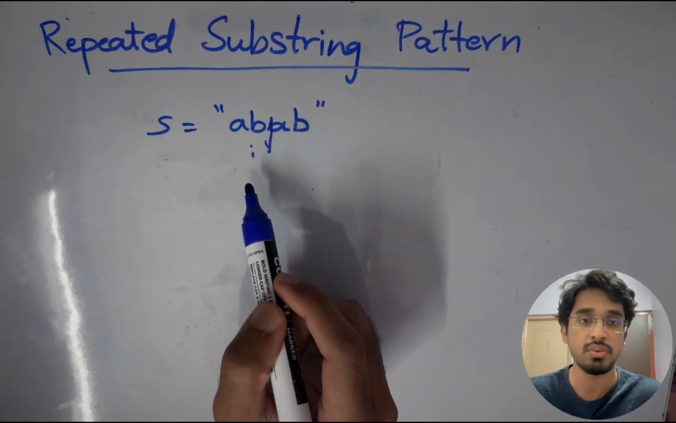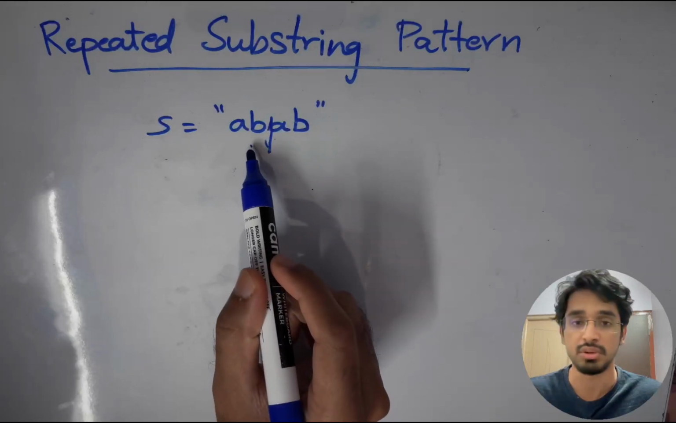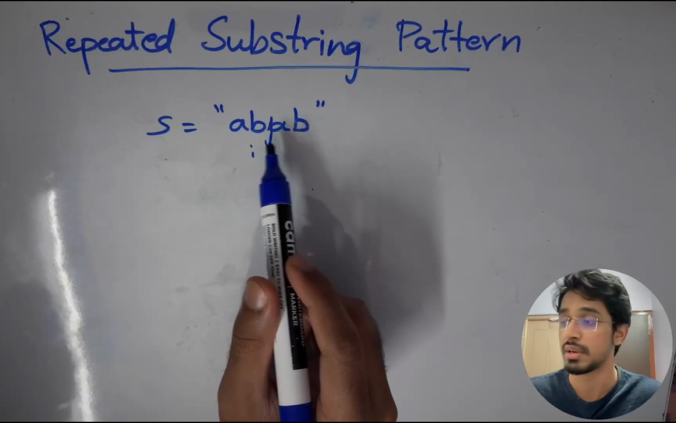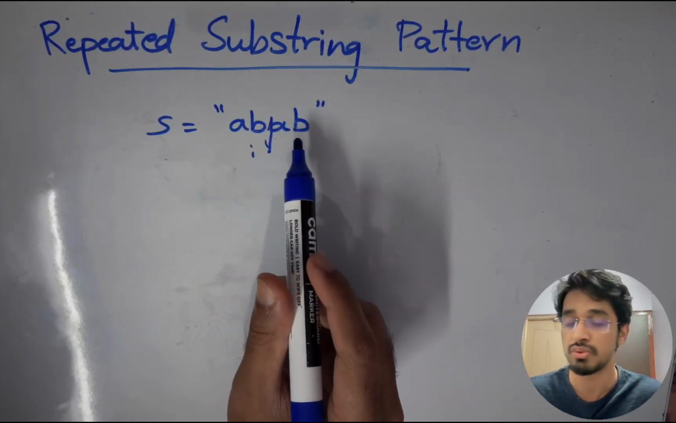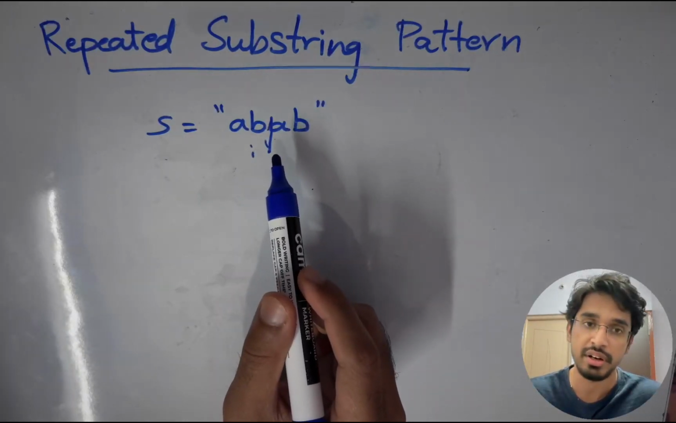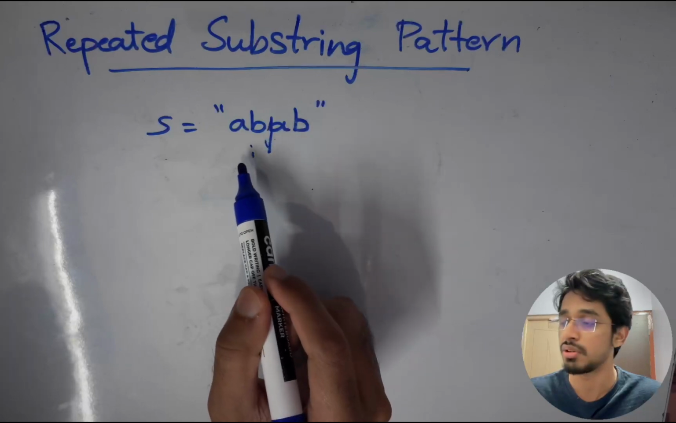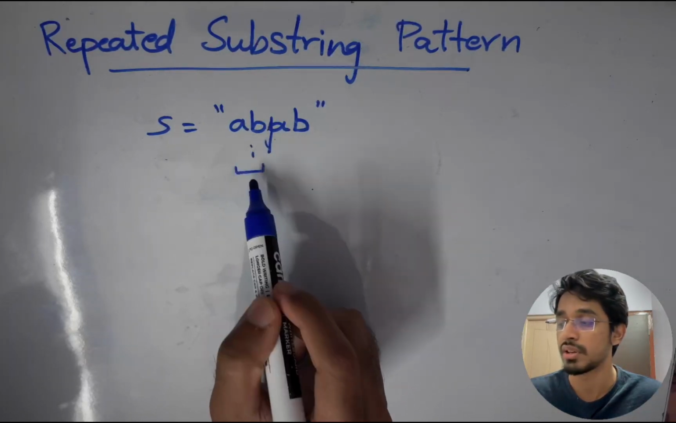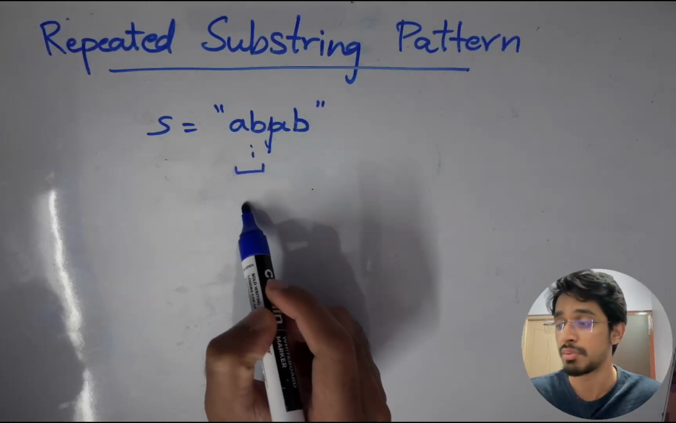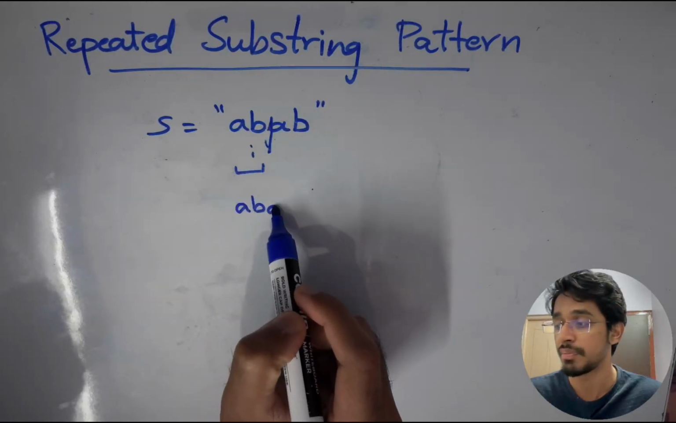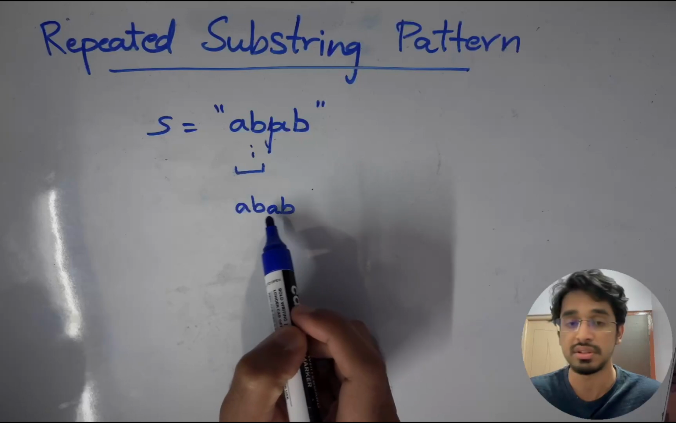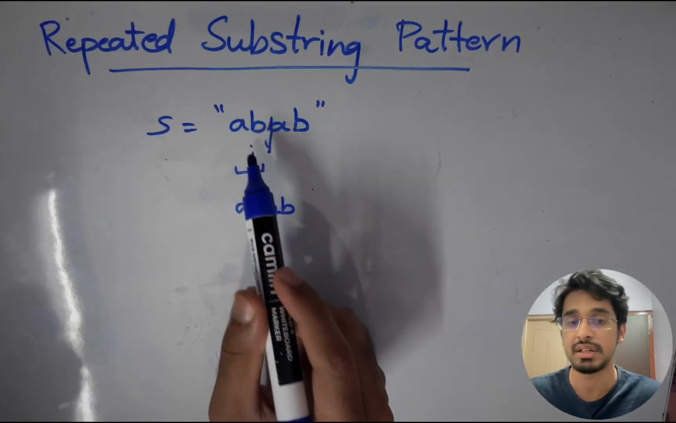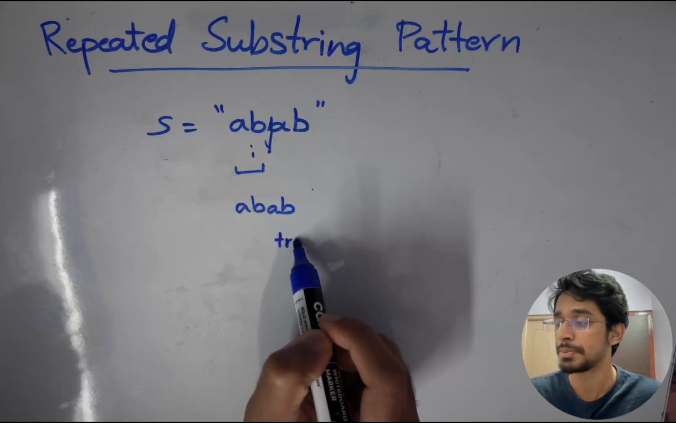Now we check I. I is 2, so we divide the length of the string, 4, by 2, and that is divisible. Then we check this particular string, AB. We create multiple copies of this, since this condition is true. So we check AB and AB again. This is a copy, and it matches the given string over here, so we can return true.